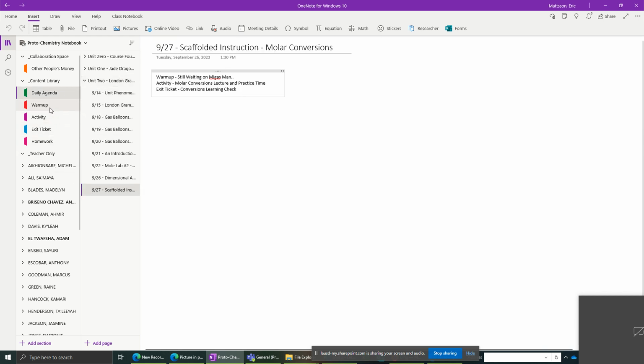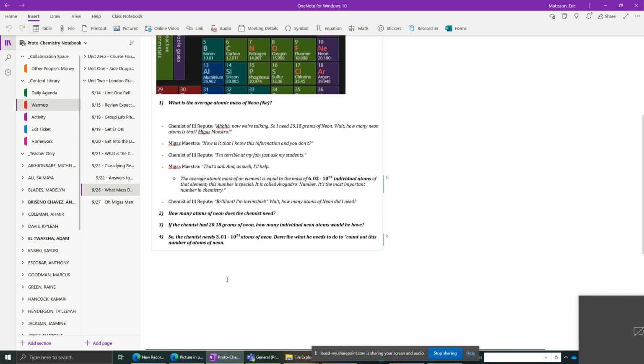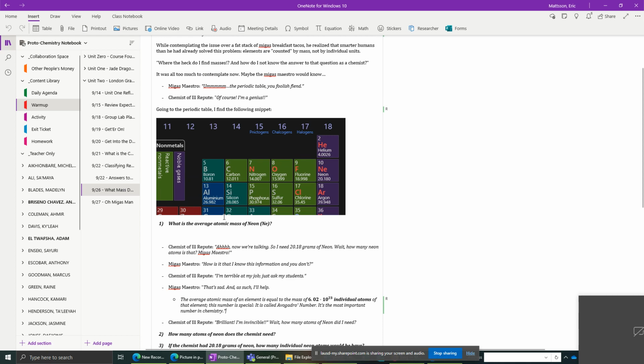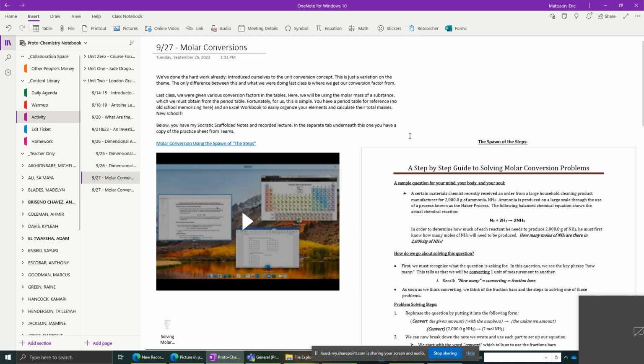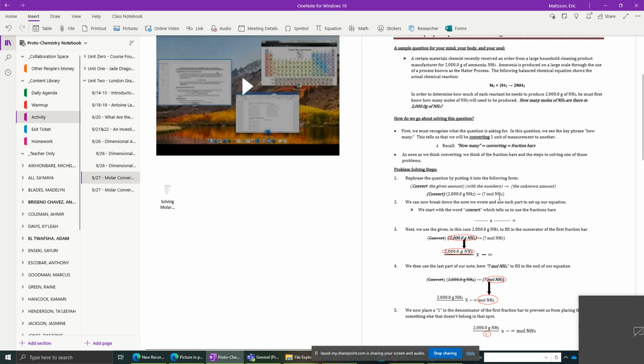Our warm up today is going back to this. I'm still waiting on answers to these questions here, so we're going to give it another shot. Then our activity is going to be to use our molar conversion steps.